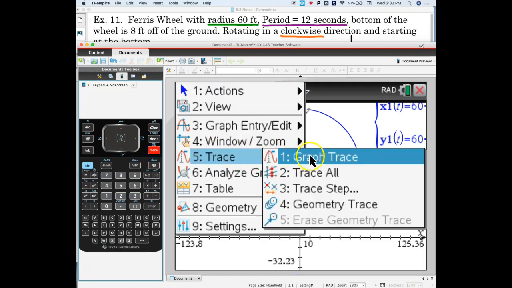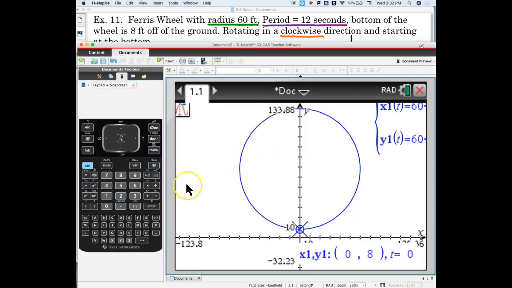Menu, trace step, trace. Okay, so we're at the bottom. Love it. 5 seconds in: 1, 2, 3, 4, and 5 seconds in. There we are. We are 30 feet to the left of center, and we are 120 feet up in the air.